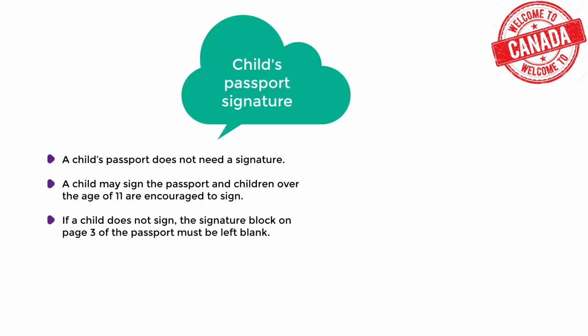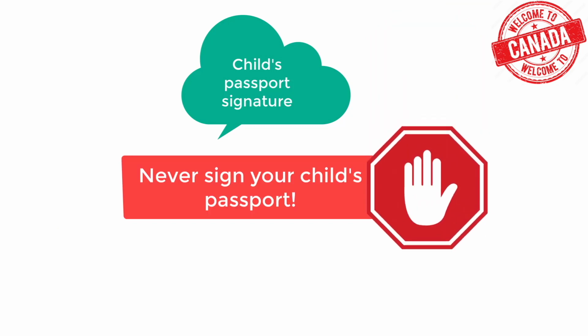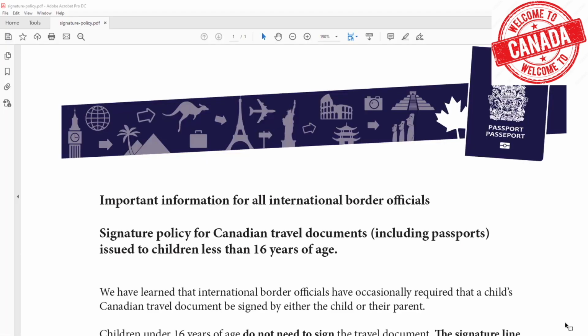A child's passport does not need a signature. A child may sign the passport and children over the age of 11 are encouraged to sign. If a child does not sign, the signature block on page 3 of the passport must be left blank. Never sign your child's passport. A parent's or legal guardian's signature makes the passport invalid. Print the signature policy, and bring it with you when you travel in case you are asked to sign it. The link is in the description below.